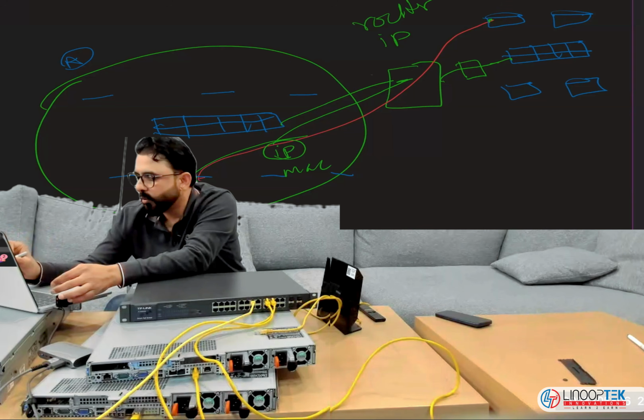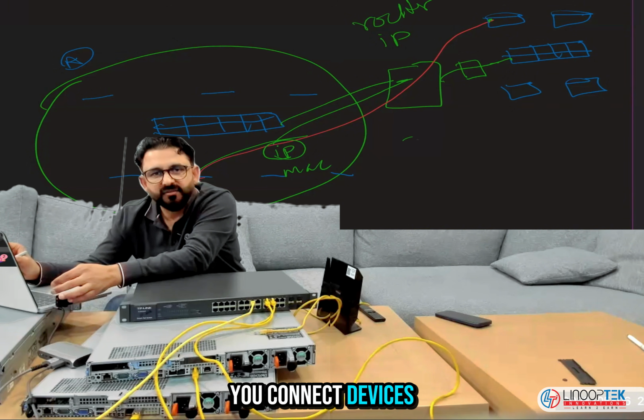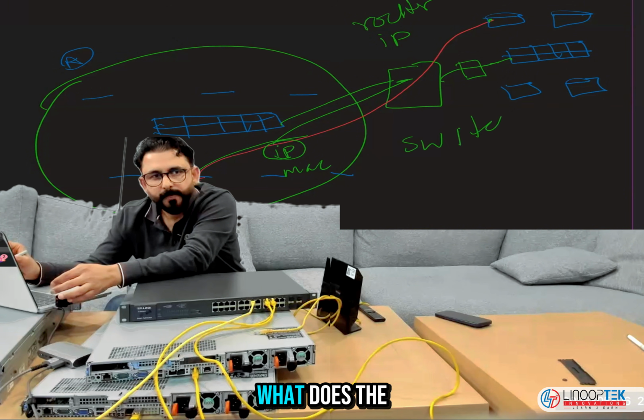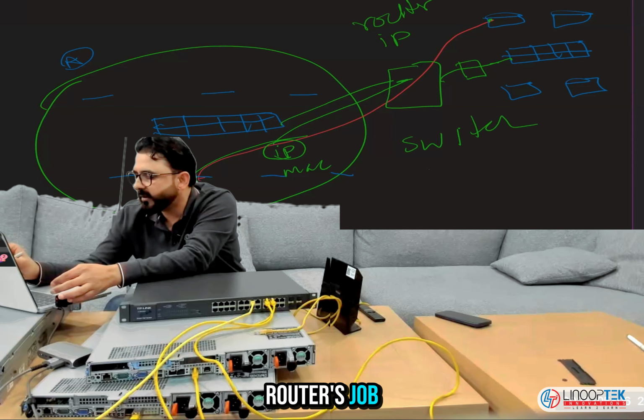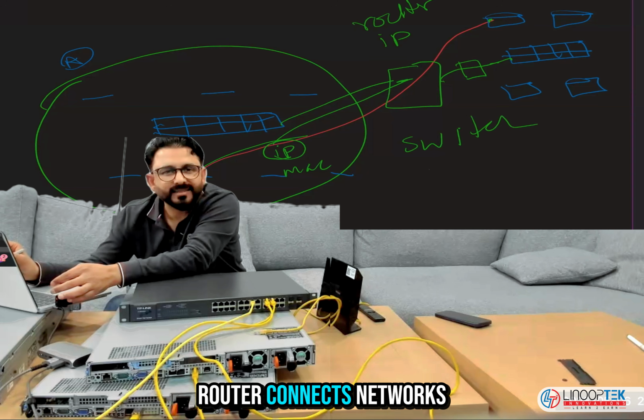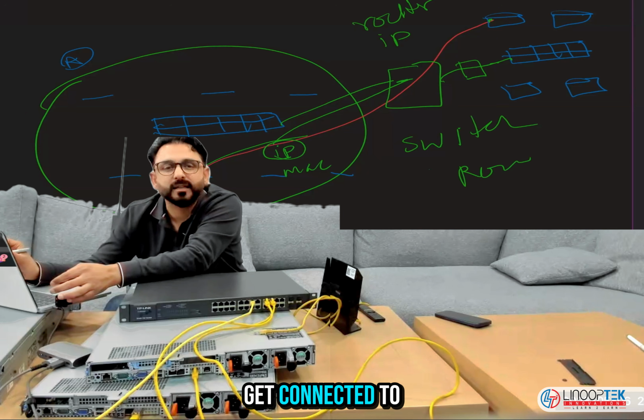So once again, what is the switch's job? What does the switch do? You connect devices to the switch. Switch connects devices. And what is the router's job? Router connects networks. Router connects networks. Switches get connected to the router.